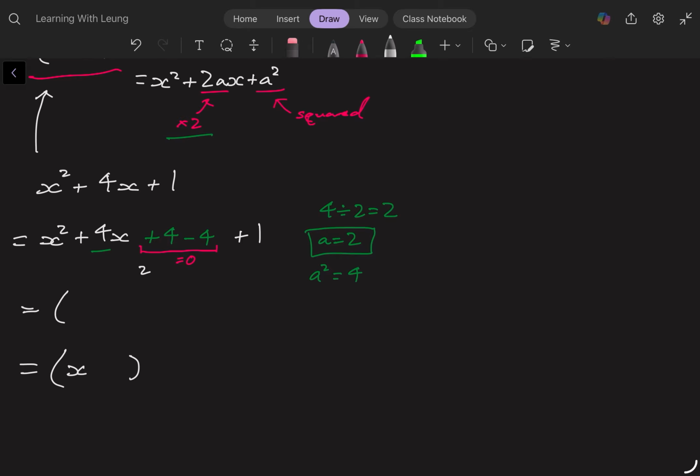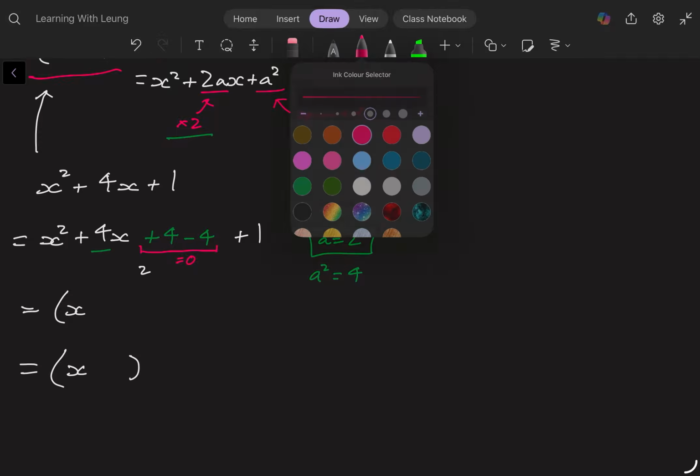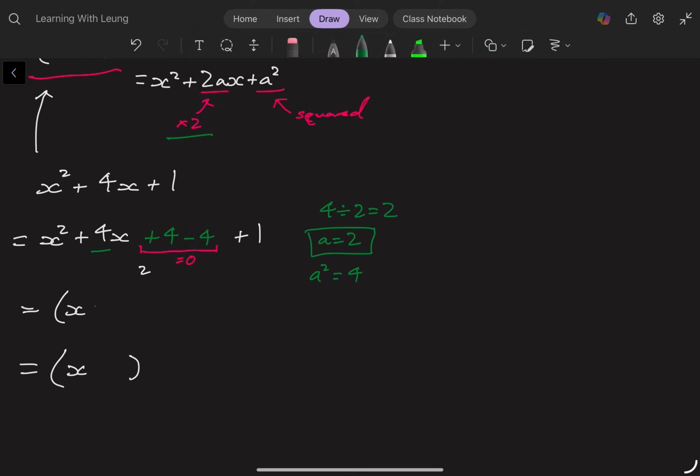And what we've done is we've made this perfect square: x plus a, which in our case was 2, squared. And then we can't forget about the stuff at the end. We have a minus 4, and we have a plus 1, right? If we expand that bracket out, guaranteed we'll get those terms, x squared plus 4x plus 4. Which means now we've successfully completed the square. We just simplify, and we're done.